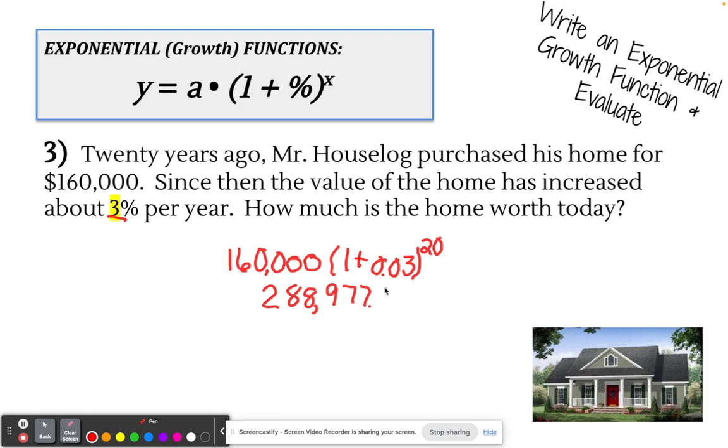$288,977 and approximately 80 cents. You could probably round that to 288,978. You could probably even round it to 289,000, depending on what they say to use for your rounding.